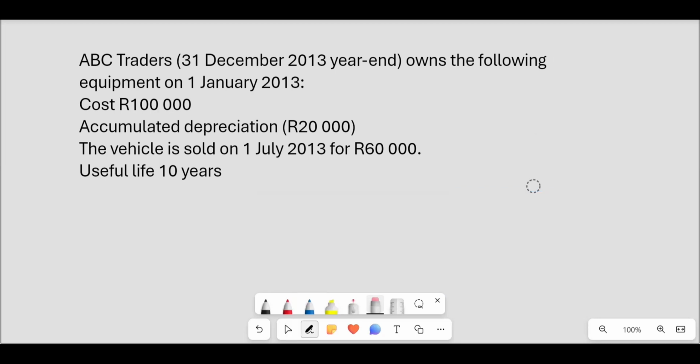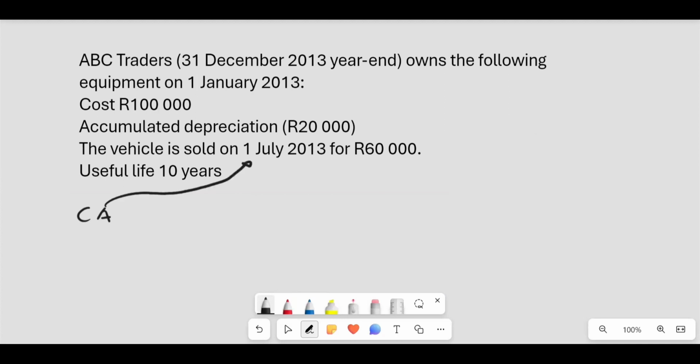So what you need to do is get the carrying amount on this date, right? The carrying amount on this date would be the cost minus accumulated depreciation, minus the current depreciation, as this equipment was sold 6 months later. So it was sold 6 months later.